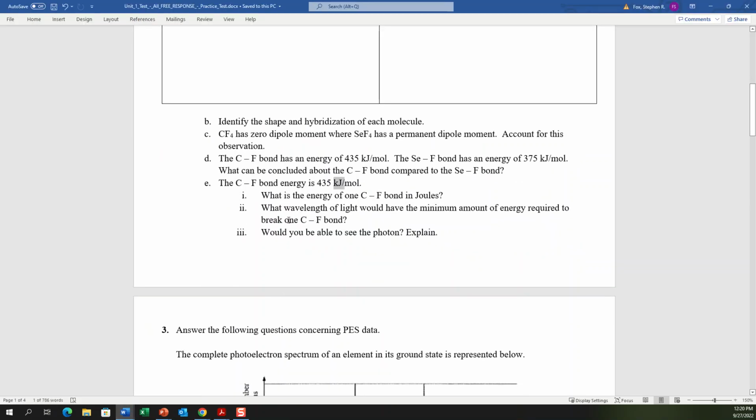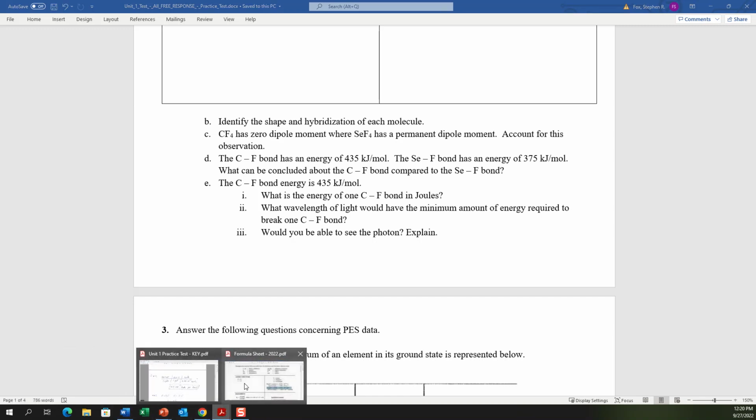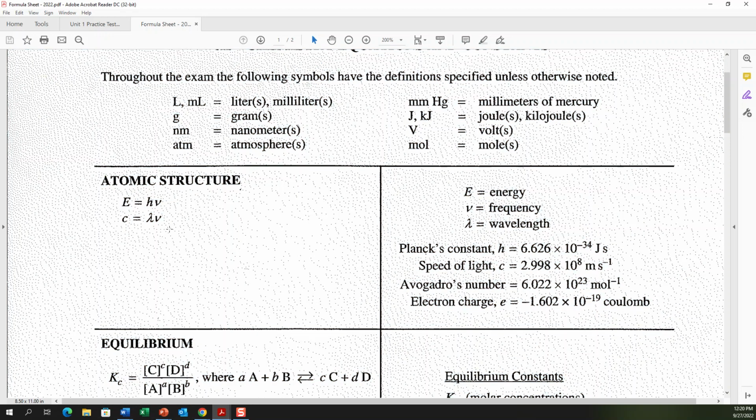So we'll keep going. Then it says, what is the wavelength of light that would have the minimum amount of energy required to break one of these bonds? Well, we just calculated the energy required to break it. Now we're going to use these equations and solve for wavelength, right? So we can plug in our energy and solve for the frequency. And then once we have the frequency, we can solve for the wavelength because the speed of light, c, is given to us over here. Planck's constant is given to us over here, so we can just use those.